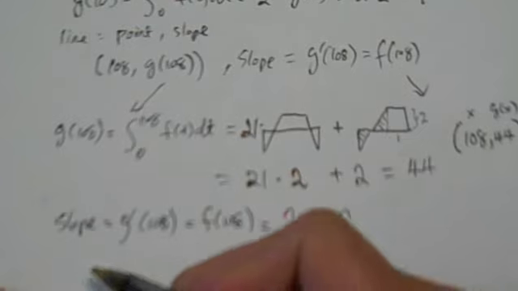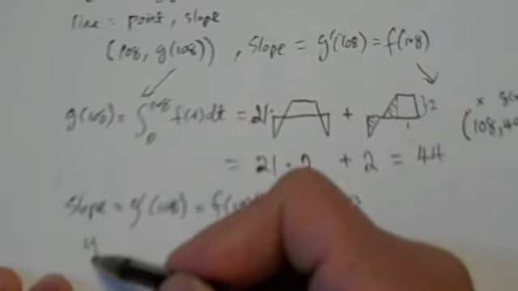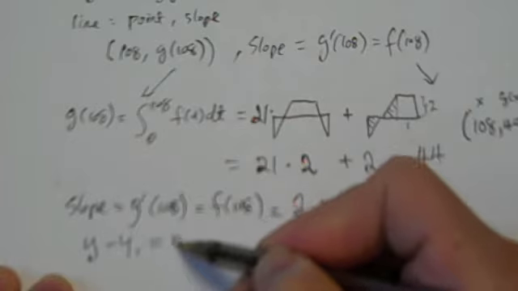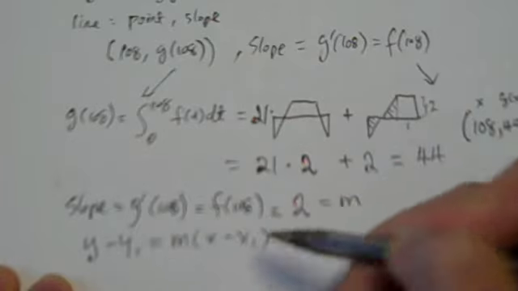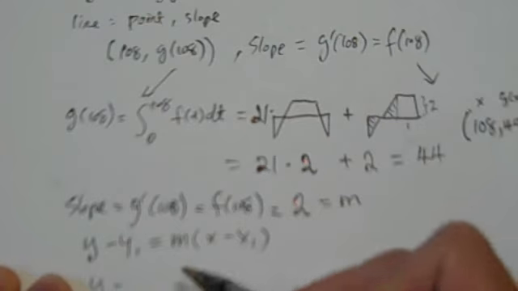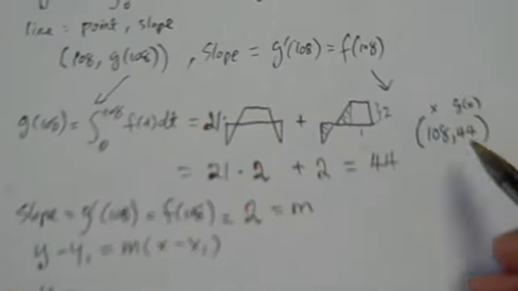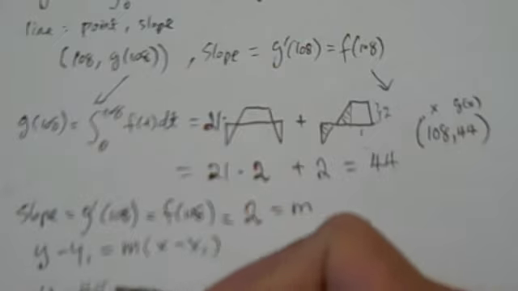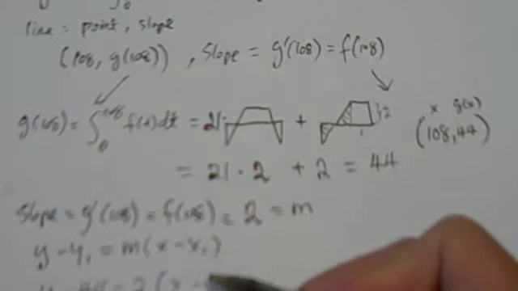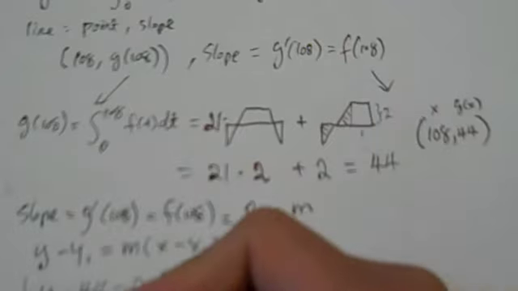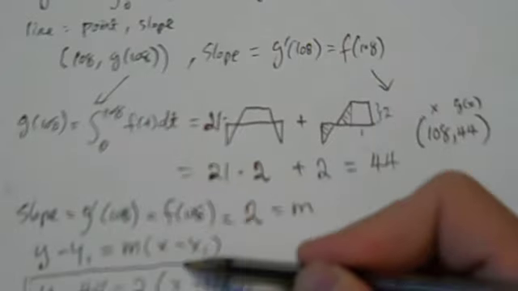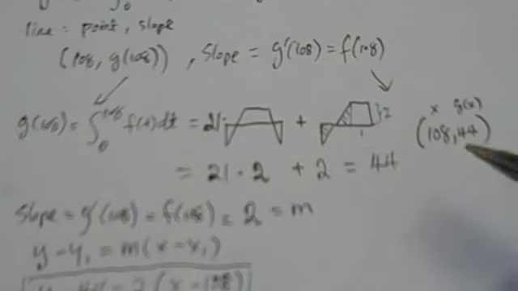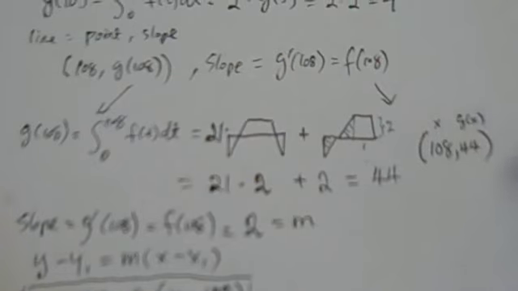So what's the equation of the tangent line? Well, remember the point slope form: y minus y1 equal to m times x minus x1. So y minus y1 is 44, y minus 44 is equal to 2 times x minus 108. I will simply just leave this as my answer without simplifying. And that's the equation of the tangent line. And here then concludes our problem solution for 2006, number 3.